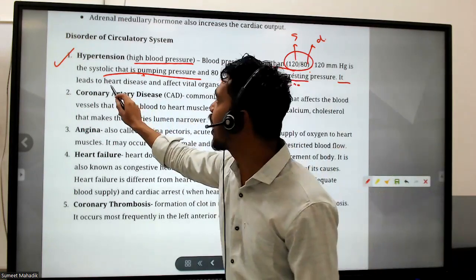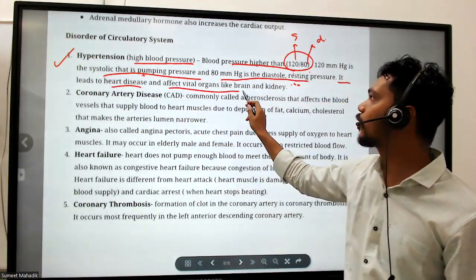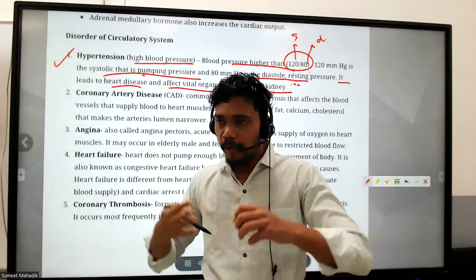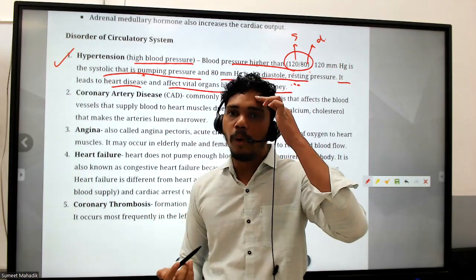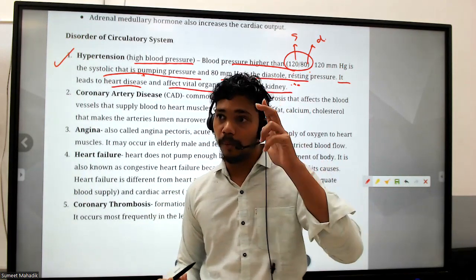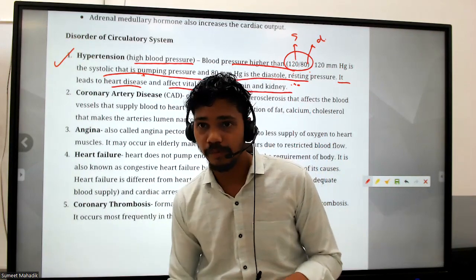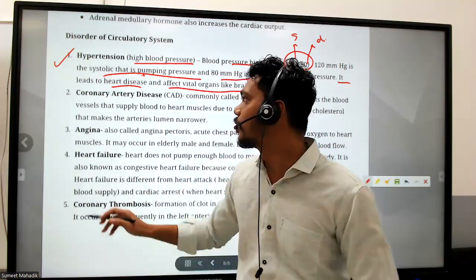It leads to heart disease and affects vital organs like the brain and kidney. Why brain and kidney? If the blood pressure suddenly shoots up, blood is more in the brain, and it will create a problem. If it suddenly shoots up, it will be a problem for the kidney because more filtration will be there. It has to be maintained.